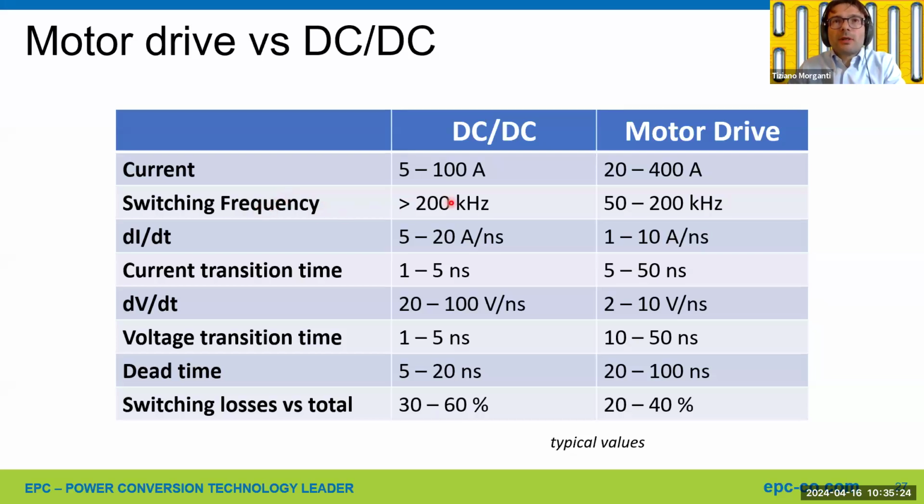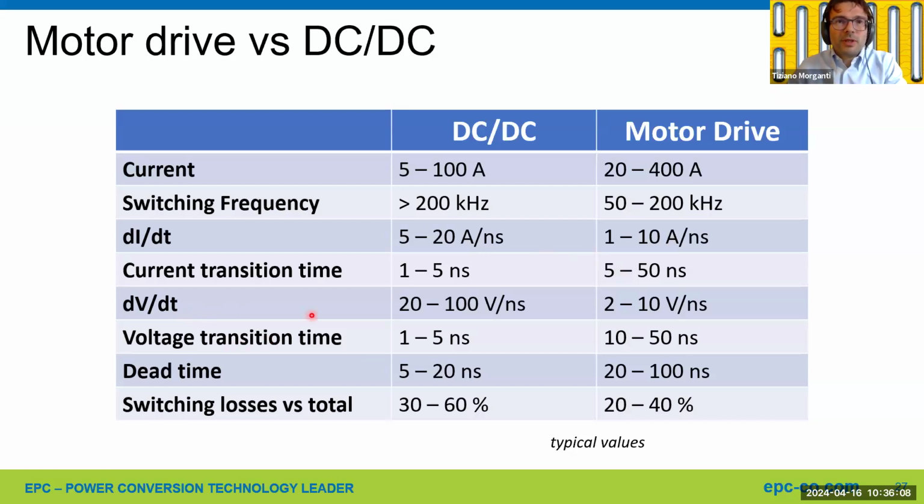In terms of switching frequency, for DC-DC it's almost always above 200 kilohertz with GaN. And for motor drive, we switch usually between 50 and 200 kilohertz, depending on the application. Of course, if the current is larger, the frequency is typically smaller. In terms of switching speed, the dI/dt is between 5 and 20 amps per nanosecond for DC-DC and between 1 and 10 amps per nanosecond for motor drive. And the current transition times are a few nanoseconds for DC-DC, while for motor drive, they are a few tens of nanoseconds.